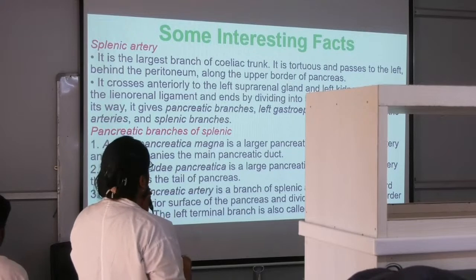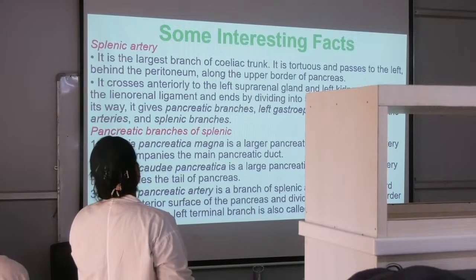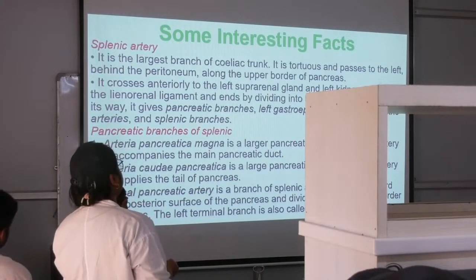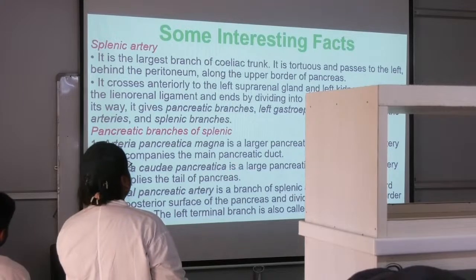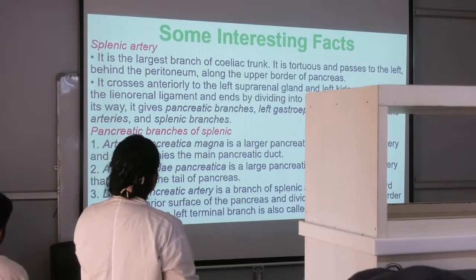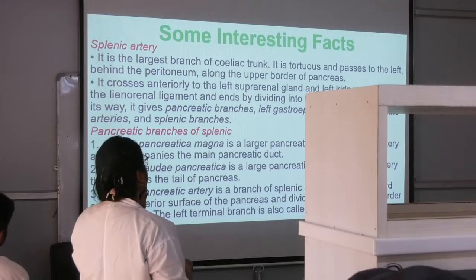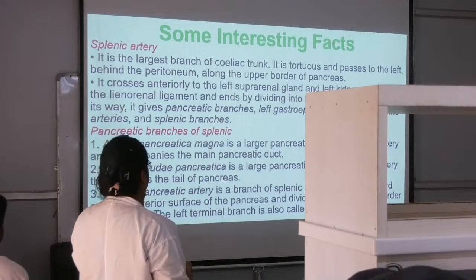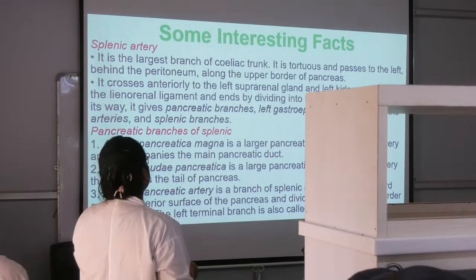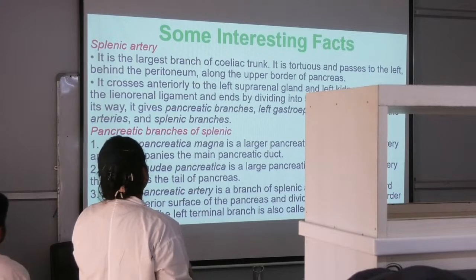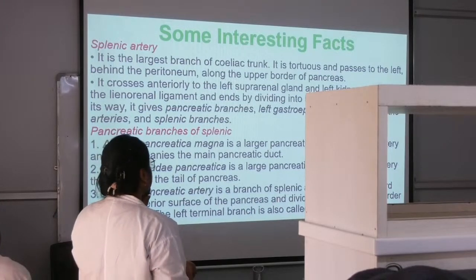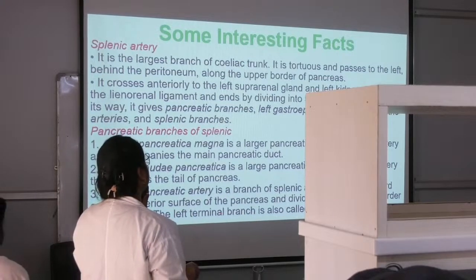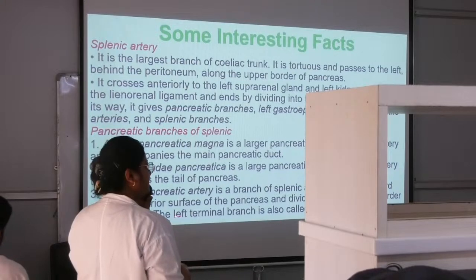Next are pancreatic branches of the splenic artery. These are arteria pancreatica magna, the largest pancreatic branch of the splenic artery, which accompanies the main pancreatic duct. Then arteria caudae pancreatis, a large pancreatic branch of the splenic artery that supplies the tail of the pancreas. And dorsal pancreatic artery is a branch of the splenic artery that runs downward on the posterior surface of the pancreas and divides near the inferior border of the pancreas. The left terminal branch is also called the transverse pancreatic artery.